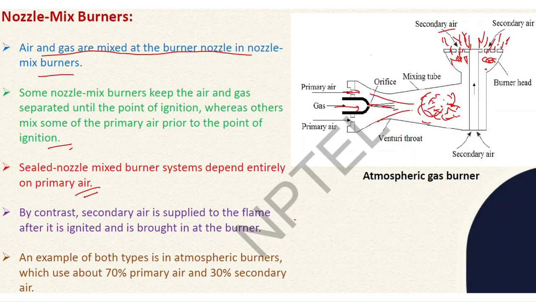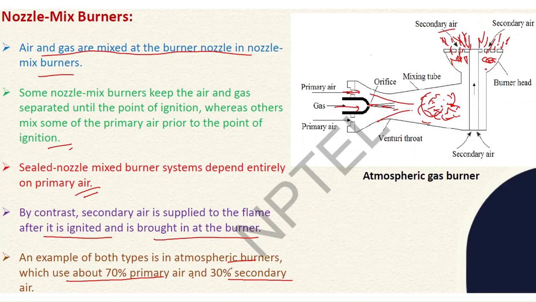By contrast, secondary air is supplied to the flame after it is ignited and it is brought in at the burner. It is simply telling that the secondary air is supplied to the flame after the ignition. Obviously, after the ignition, only the flame can take the air from the surrounding. Okay, an example of both types is in atmospheric burners, which use about 70% primary air and 30% secondary air.